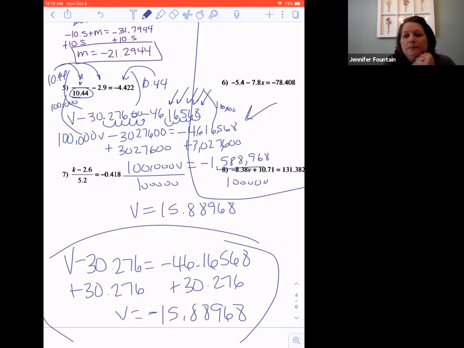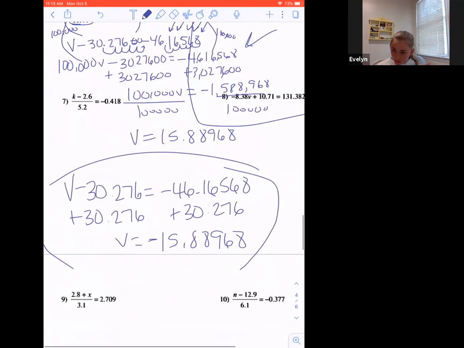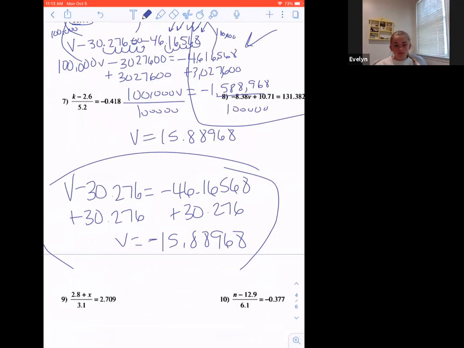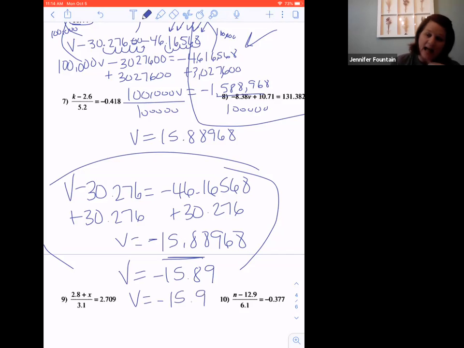Evelyn? Can you simplify the answers, like after the decimal? Okay, so based on if there's a whole bunch of numbers after the decimal, the directions will tell you if there's a specific place to round to. Like on this one in particular, if we wanted to round to the nearest hundredth, we could have v equals negative 15.89. Okay, or you could have put v equals negative 15.9.